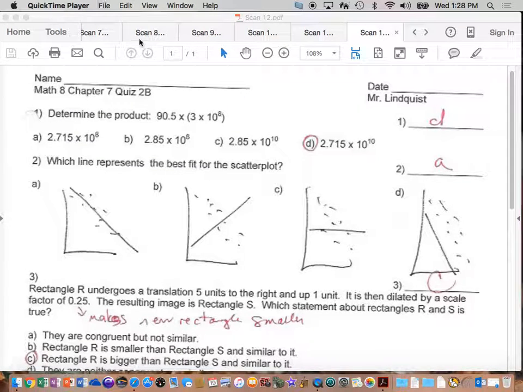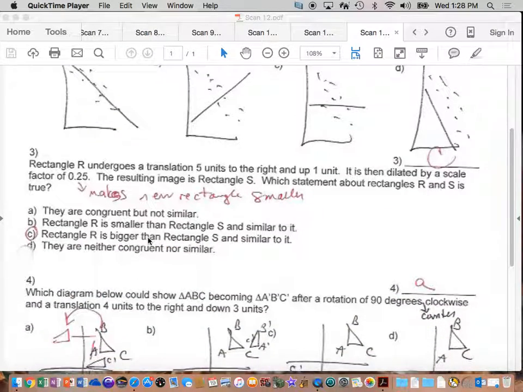Again, the first one was D, we went over that. The second one was A, we went over that because you want that line of best fit to go in the middle through the points.